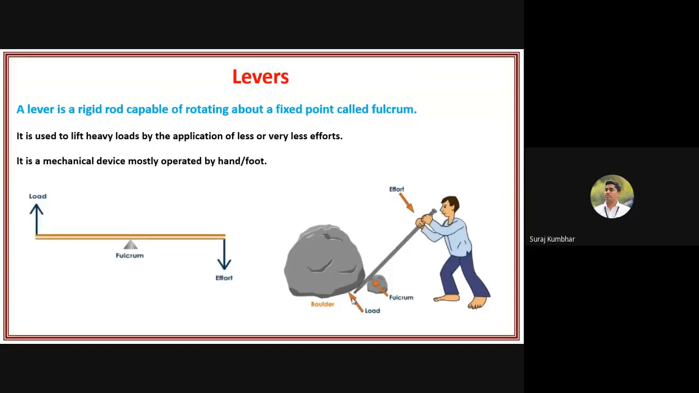Do you understand what is meant by a lever? It is a rigid type of rod. At one end you can apply the effort, and at the other end you can lift the load. This is what a lever is. It is fixed at the middle point, the fulcrum, and according to the fulcrum there may be various types of levers. So at the middle there is a fulcrum, which is a fixed point. So this is what a lever is.